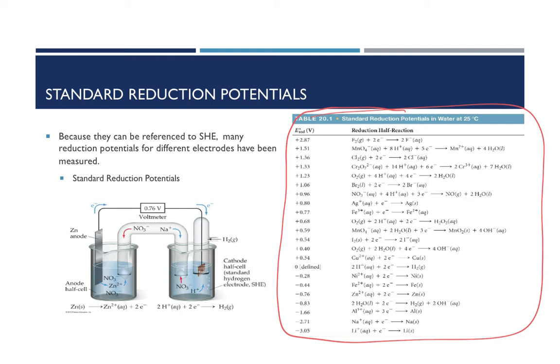Okay, so there's a whole list of them right there, and we can take a look at them and then use them in the manner that we described before mathematically to figure out how many volts a battery is going to produce.